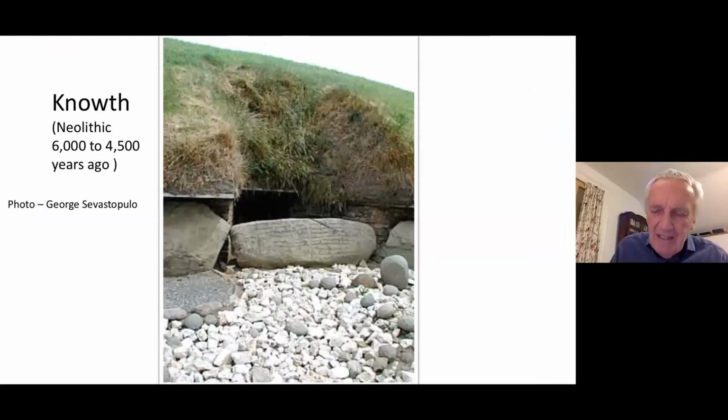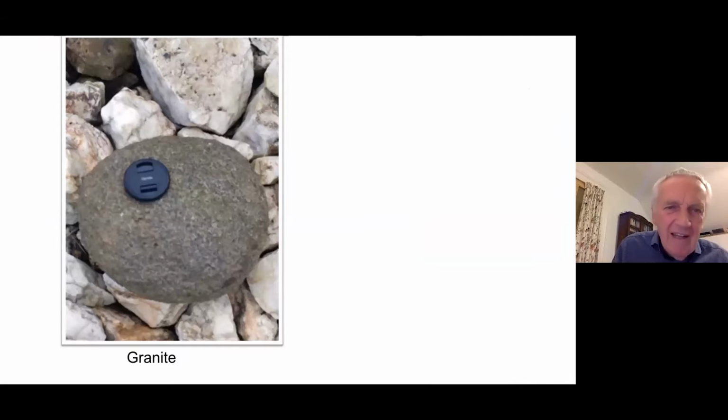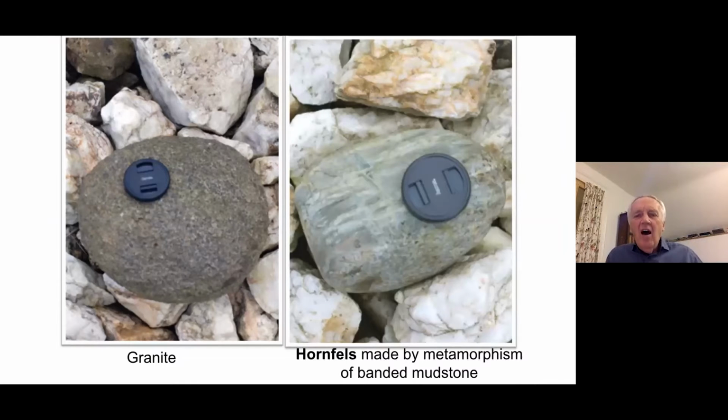So let's leave Glendalough and look at some other baked rocks. And believe it or not, we find some at Knowth. This is the Neolithic tomb. And there in front of the entrance, lying amongst lots of quartz, white vein quartz that I mentioned earlier, are cobbles. Here's a cobble of granite, and here's one of a rock called hornfels. And this is made by the metamorphism of banded mudstone.